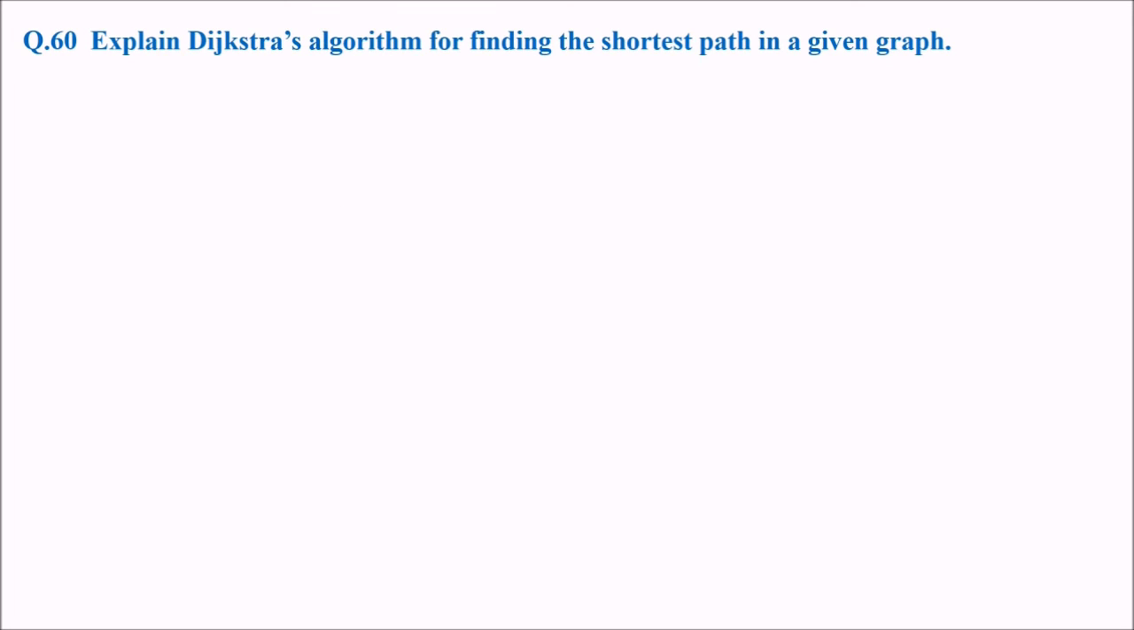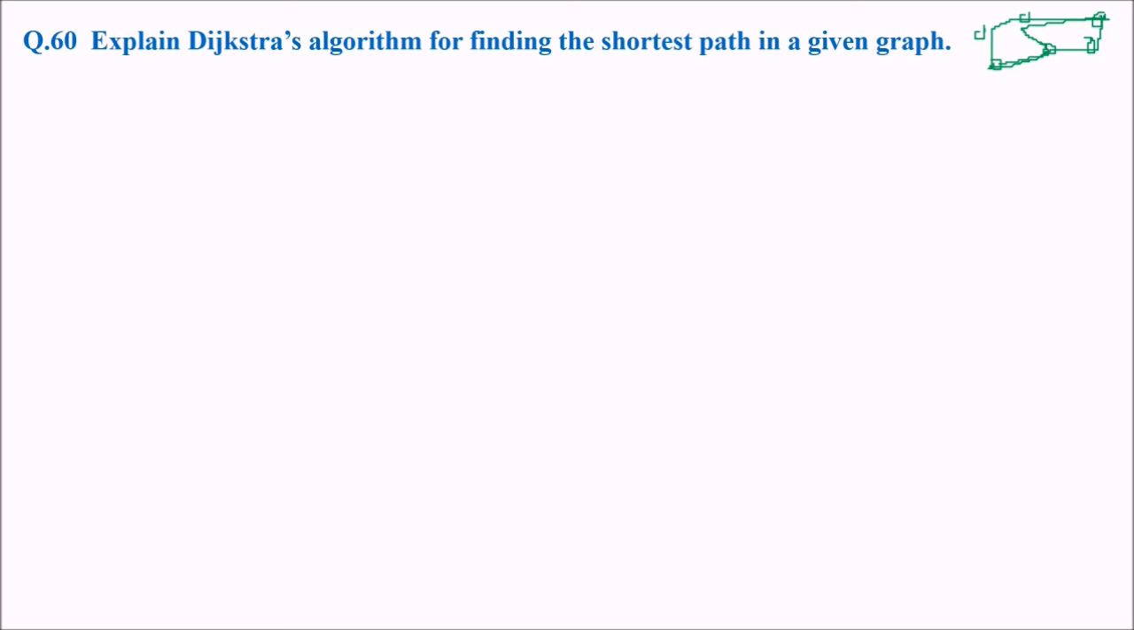Explain the Dijkstra algorithm for finding the shortest path in a given graph. Dijkstra's algorithm is a shortest path finding algorithm that can be employed on a graph. There are multiple nodes, and if I want to reach from one node to another node, there can be multiple paths. This can be one path, this can be another path, this can be another path. So which one of the paths is the shortest path? This is given by Dijkstra's algorithm.